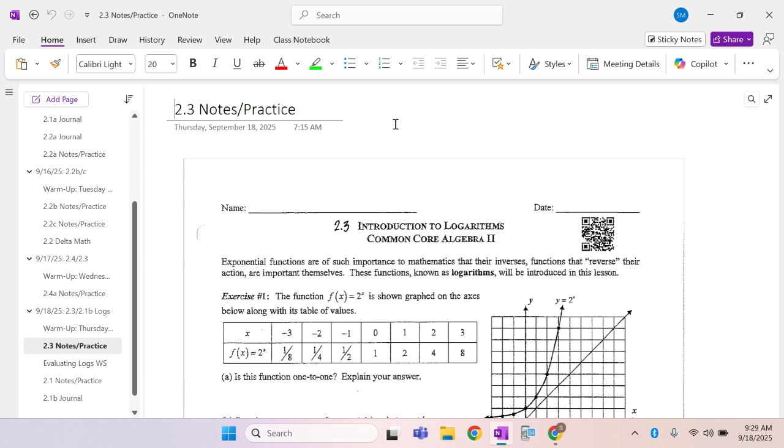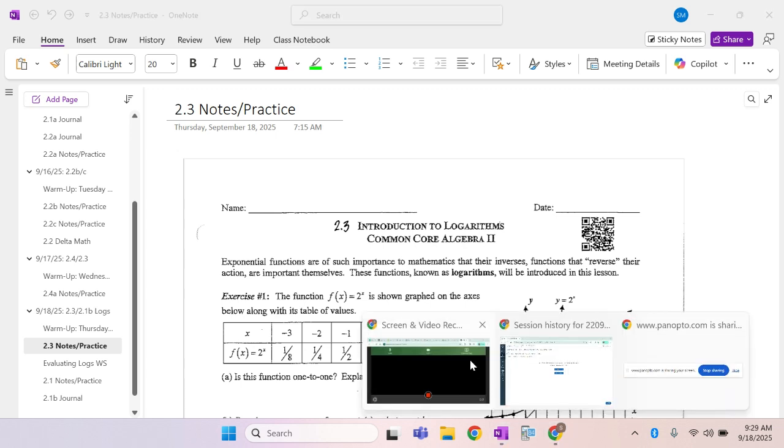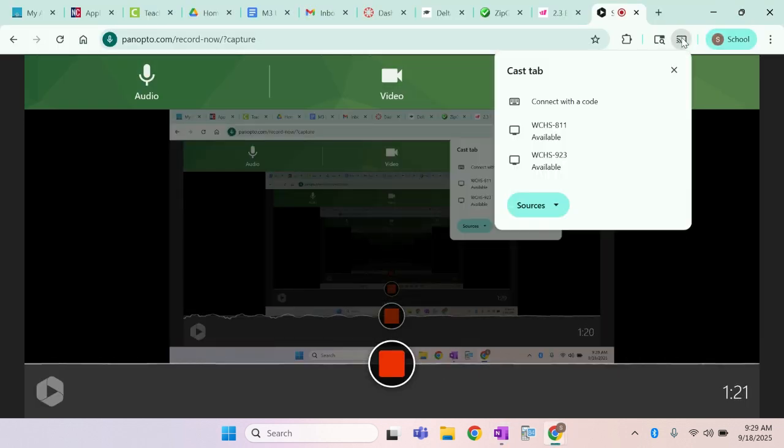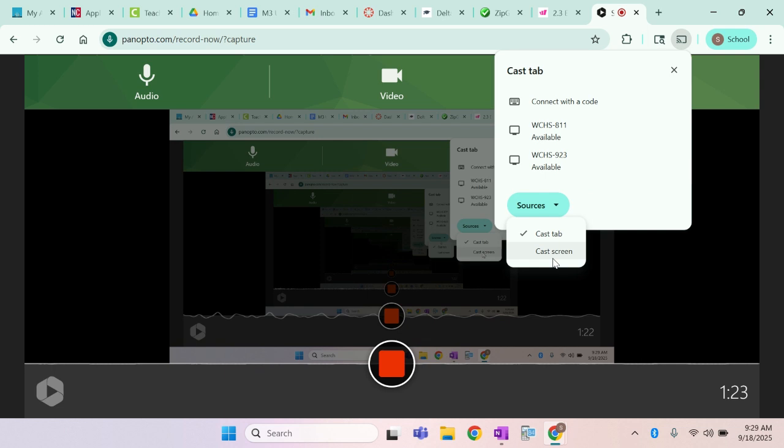All right. So, today we are finally getting out of exponential. Oh, crud. It's like I build it up and then it just, nope.